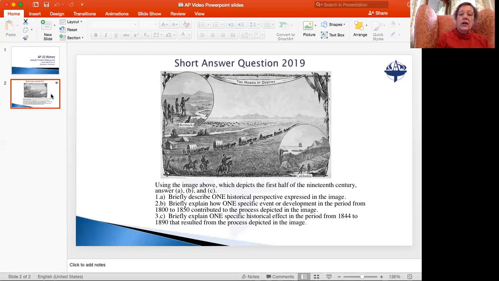So question A wants a historical perspective. You already know from looking at the document that this is the idea of Western expansion, manifest destiny.